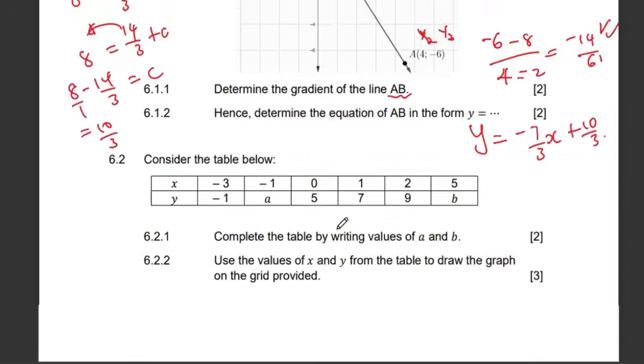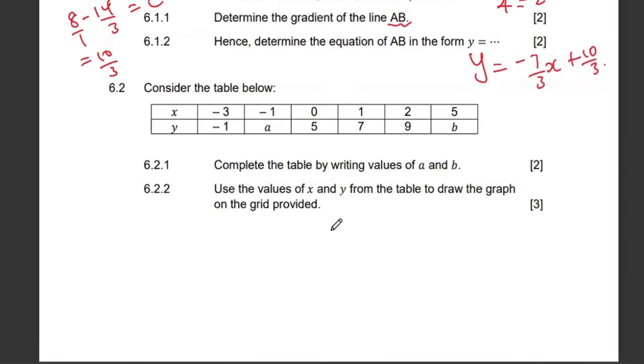10 over 3. Then 6.2, consider the table below. Okay, we have all of this. Complete the table by writing the values of A and B. So what do we see? What I can tell from the pattern is that it's just increasing by 2, meaning that I have to get this 5 subtracted 2, which is going to give me a 3.